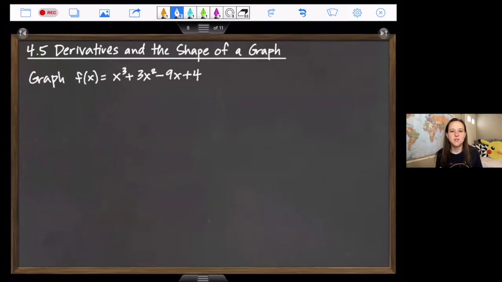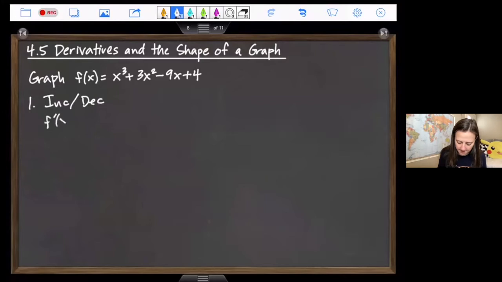So here's our first function. We're going to try to draw a good graph of this. And we're going to start off by doing step one, which is to find the intervals of increasing and decreasing. So step one, increasing, decreasing. All right, so we know that we need to take the first derivative and make a sign chart. So I'm going to take f prime of x.